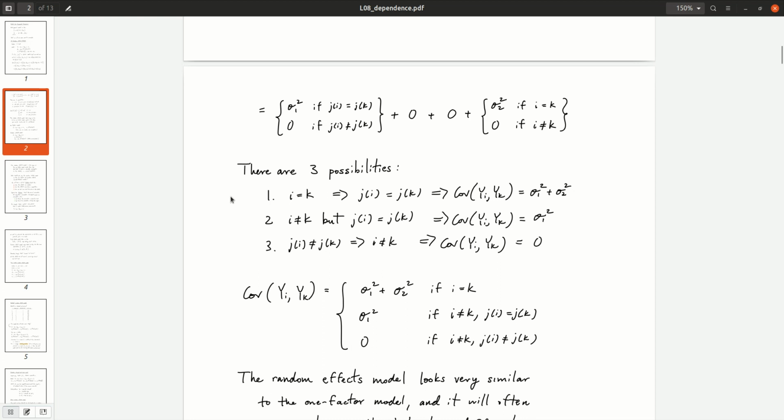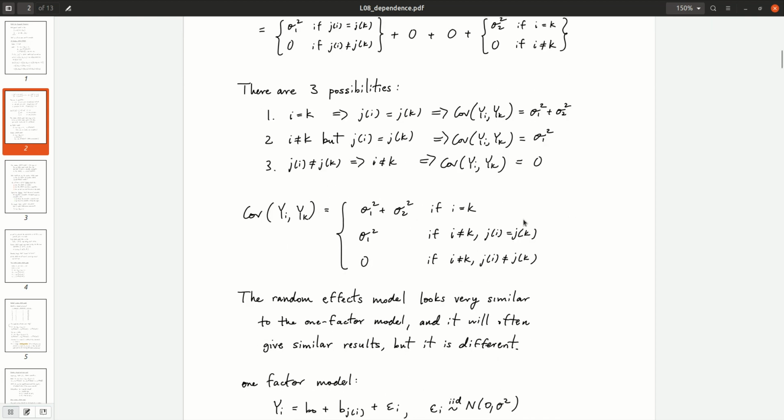Same observation, you get sigma 1 squared plus sigma 2 squared. Different observation, but same level of the factor, you get sigma 1 squared. And then different levels of the factor, you get 0. So putting that all together, this is the covariance between an arbitrary pair of observations, y_i, y_k. Now you could use this, given a data set, to fill in what the full covariance matrix is.